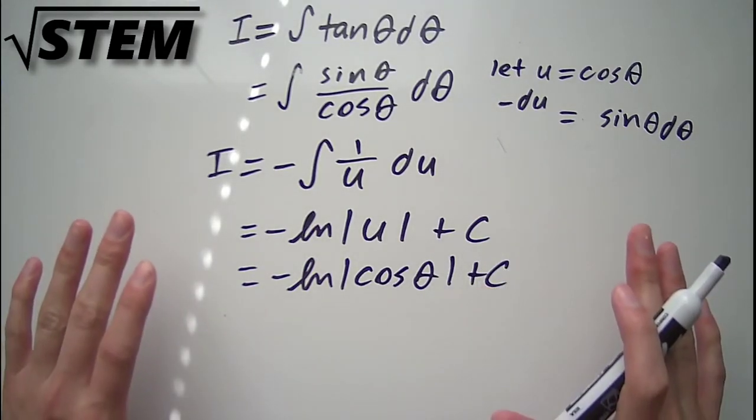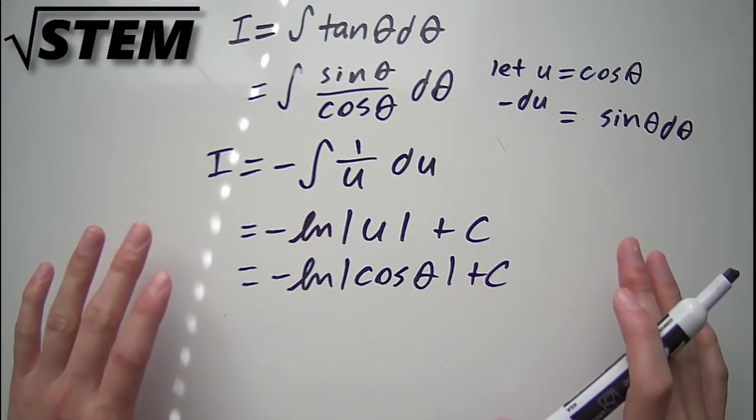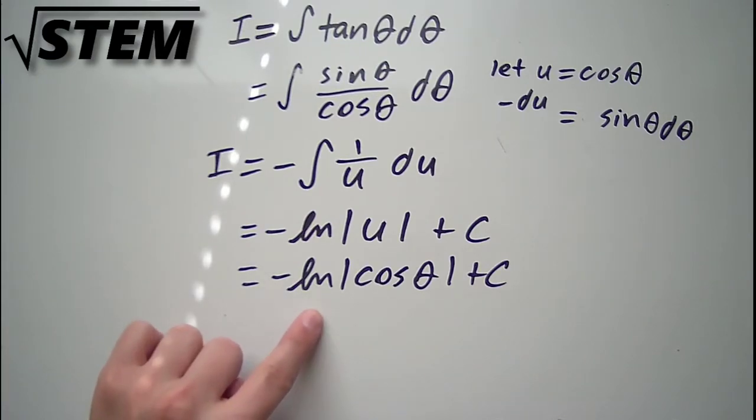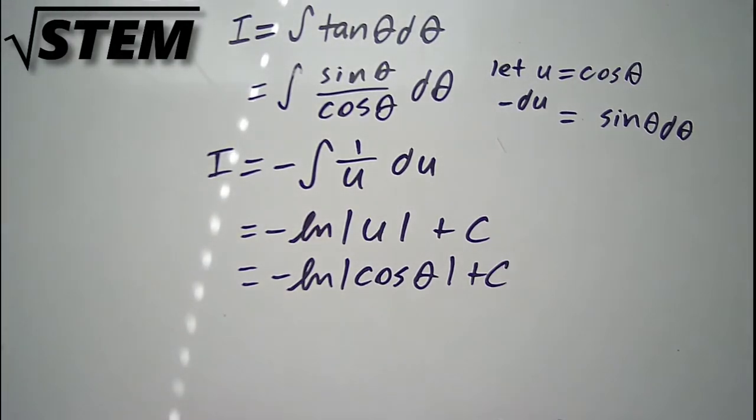You could stop right there and be done, but a lot of times you'll see this integral given in a different form. If you just stop right here and you look it up in a table, you might not think that you have the right answer. But we can actually do a little trick with the natural log to get this in the form that you'll see in a lot of tables.